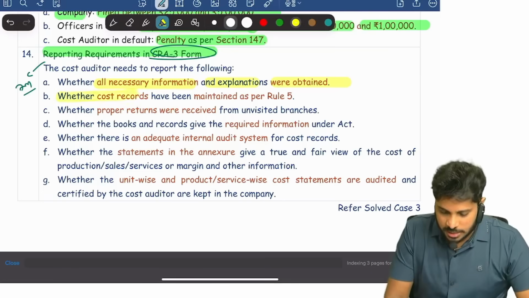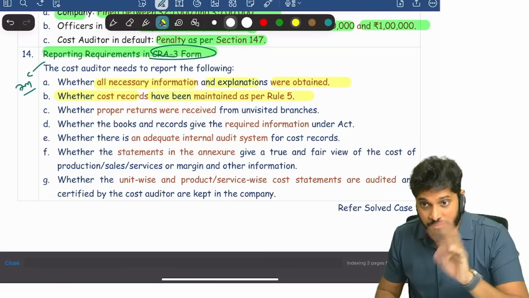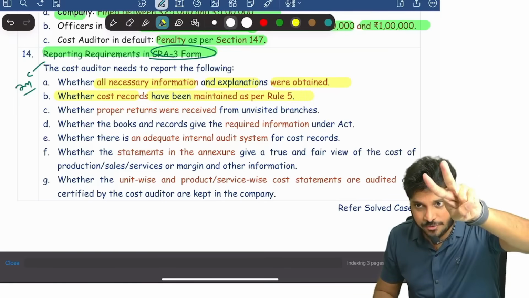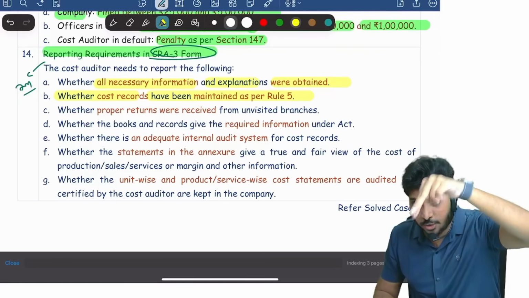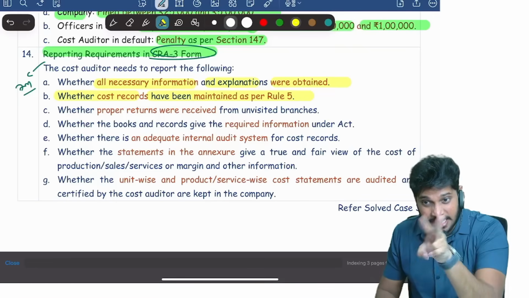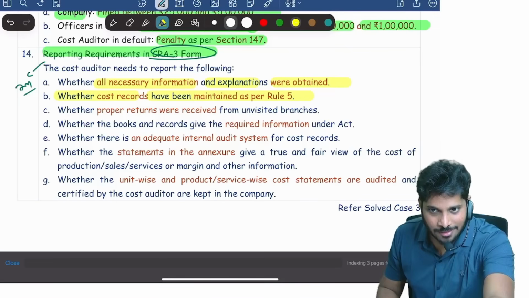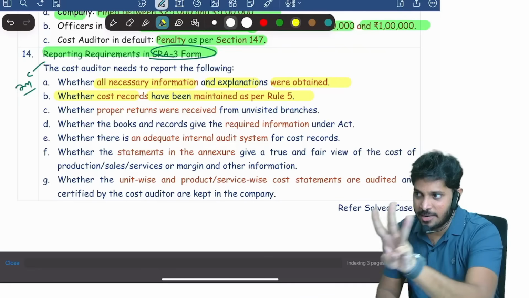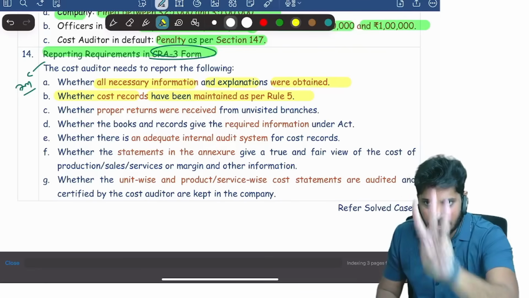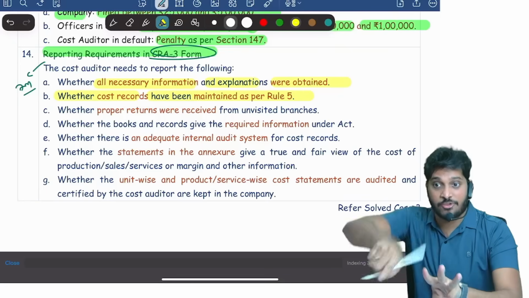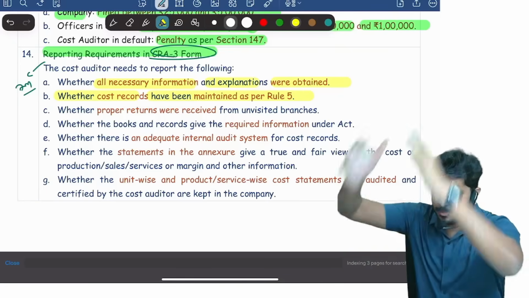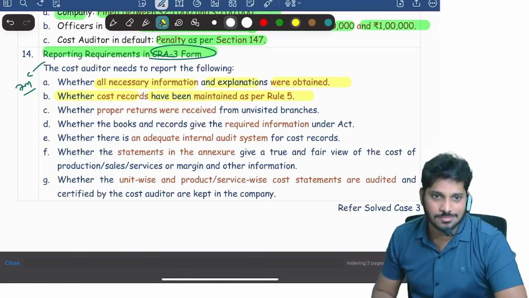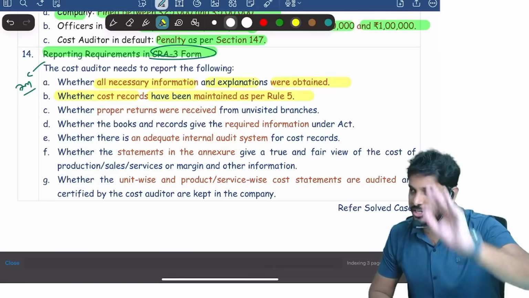Next, whether cost records have been maintained as per Rule number 5. Rule number 5 talks about the format of cost records. CRA 1 format is mentioned under Rule number 5. Which companies have to maintain these cost records? Rule number 3 talks about applicability of cost records. Rule number 4 talks about applicability of audit. Rule number 5 talks about format of cost records. Rule number 6 talks about procedure for audit. That's it. Are you clear? Totally 6 rules in the cost records and audit rules.